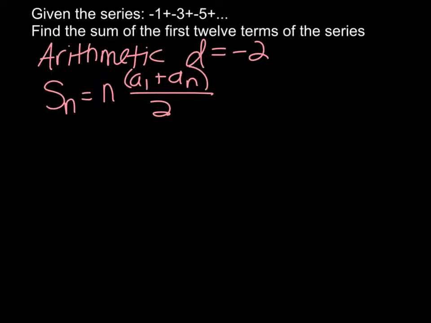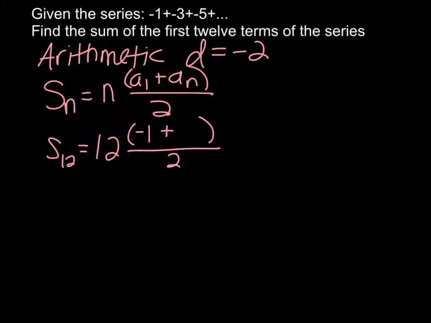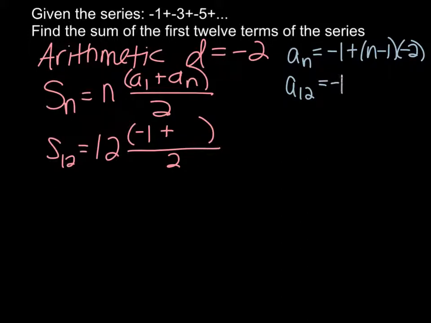So the sum of the first 12 terms of the series is going to be 12 times the first term plus the last term. It's the last term that we don't know. In order to find the last term, we need to write an explicit formula. So the first term plus n minus 1 times the common difference, which is negative 2. Well, we want to find the 12th term because that's the last term. So we plug in 12 for n.